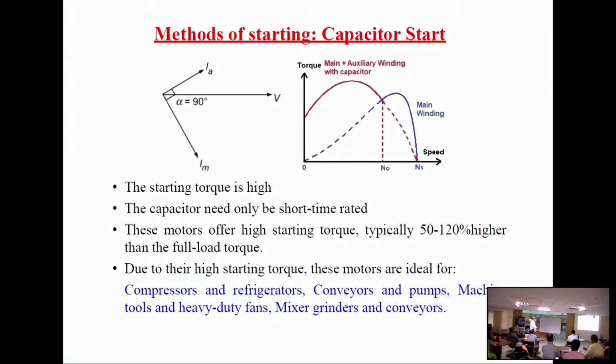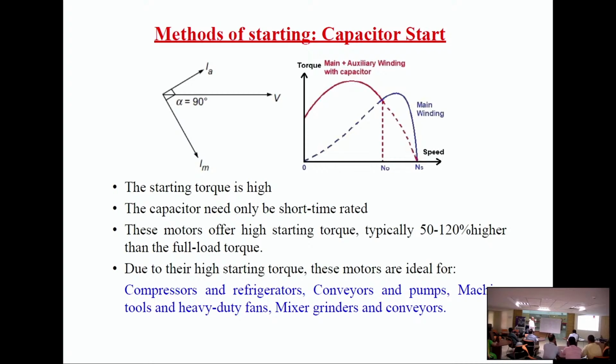So the torque speed characteristics will now be like this. Main plus auxiliary winding is like this, and when the capacitor is removed, then only the main winding characteristics remain. So it is similar to our induction motor torque slip characteristics. The only difference is that it starts from 0 torque, whereas an induction motor has a starting torque.